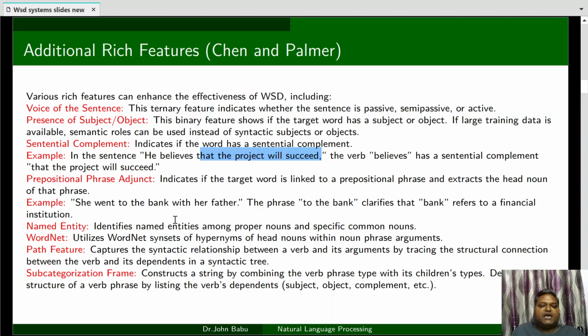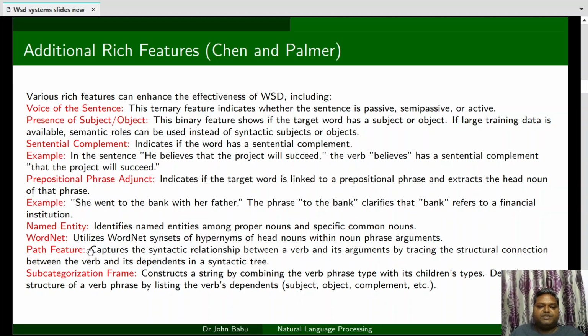Suppose she went along the bank, then "along the bank" will indicate that it is a river bank. So named entities, which are proper nouns and specific nouns, and WordNet, which is the resource that has synsets and hypernyms, can also be used as features.